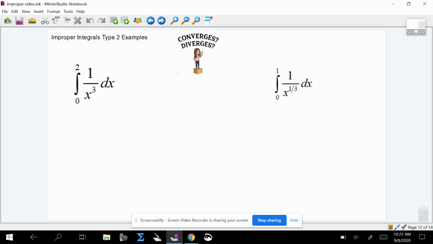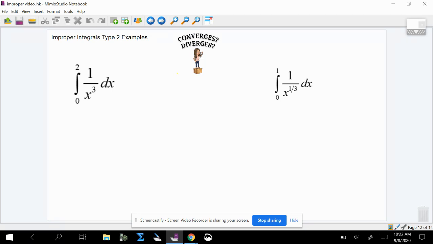I want to finish my improper integral explanation by doing some examples from type 2. So type 2, to remind you, are the ones that don't have an infinite boundary, but have either a boundary number or a value between the boundary numbers that creates a discontinuity within the function. So we fix these with one-sided limits because there will be a number that we can't plug in, but we can get really close to it.